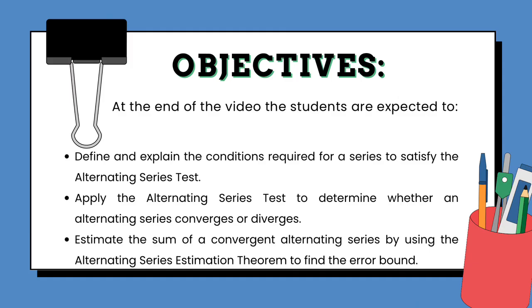Now let's proceed to our objectives. At the end of the video, you are expected to define and explain the conditions required for a series to satisfy the alternating series test. Second is to apply the alternating series test to determine whether an alternating series converges or diverges. And lastly, you are expected to estimate the sum of a convergent alternating series by using the alternating series estimation theorem to find the error bound.